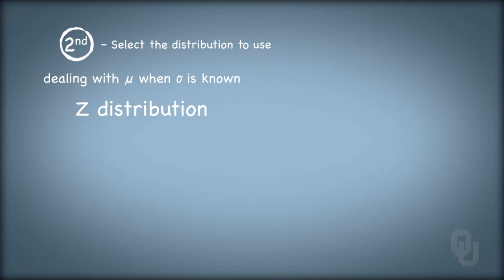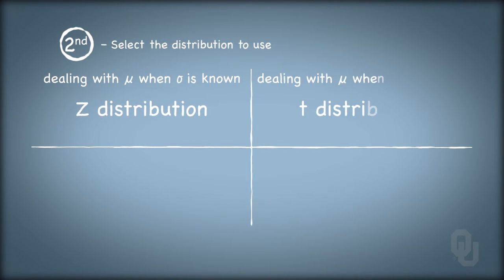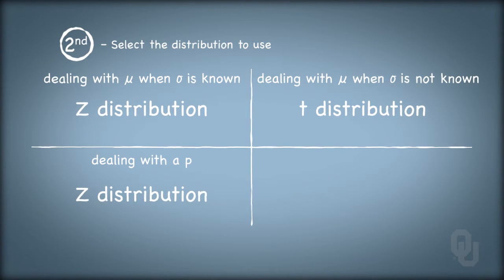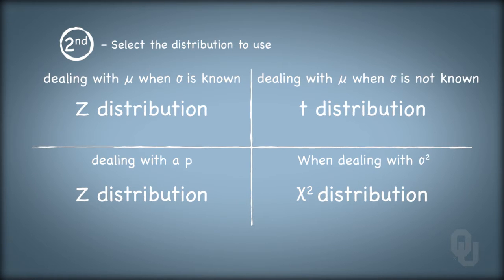Second, based on the population parameter we're addressing in the hypotheses, we select the appropriate distribution to use for the test statistic. When addressing population means when sigma is known, we use a z-distribution for the test statistic. Given our discussion of confidence intervals, you might imagine that we'd use a t-distribution for the test statistic when addressing population means when sigma is not known, or a z-distribution when dealing with a proportion, or a chi-square distribution when dealing with a variance. We'll eventually get to those examples, but identifying the appropriate distribution is an important step.